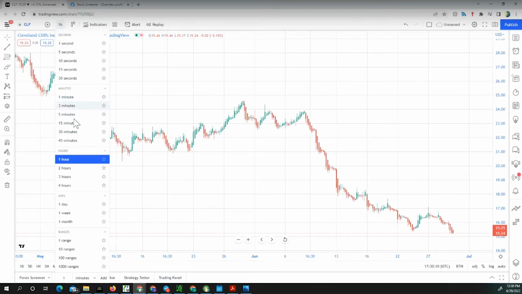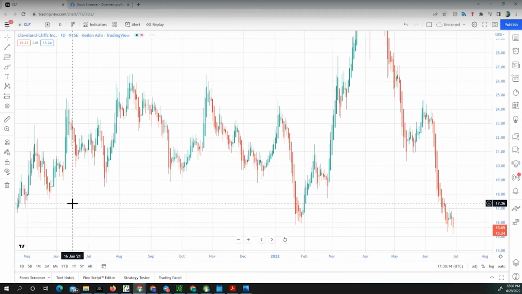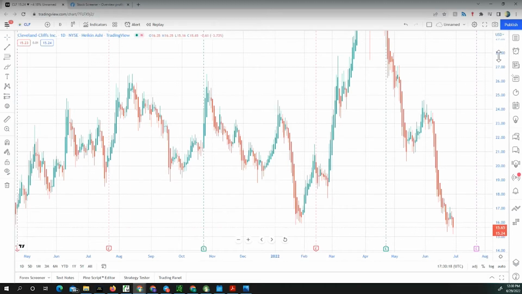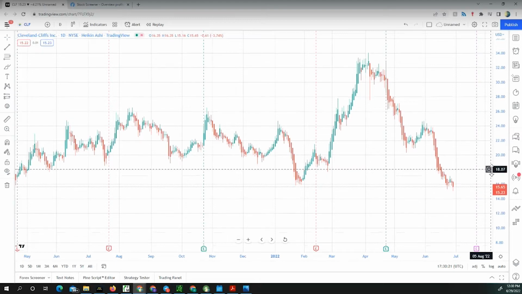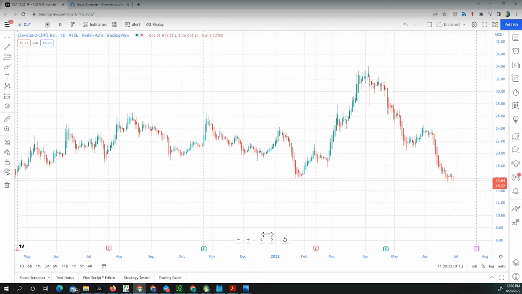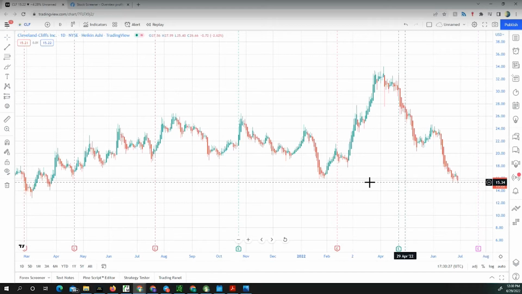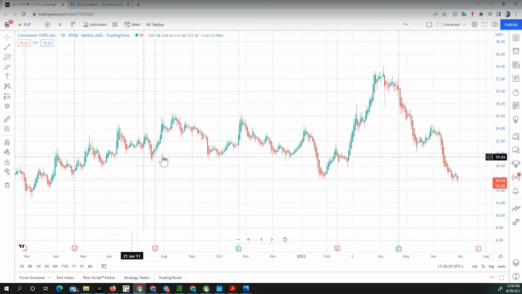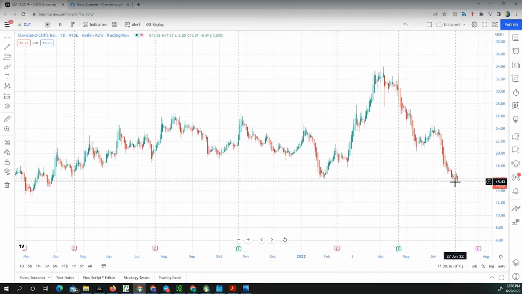Now let's pick the 1 day and see how this stock has been performing for a longer period, not just a few days ago. And if you zoom in and zoom out on this chart, you can see that it's been steadily going up, and then consolidated, and then went up a little bit, but then came down. Now you know where you are.